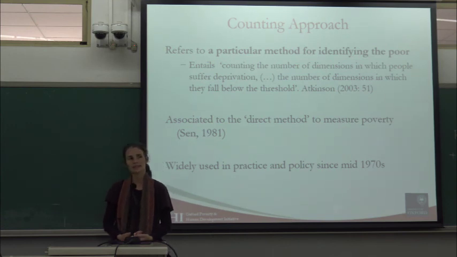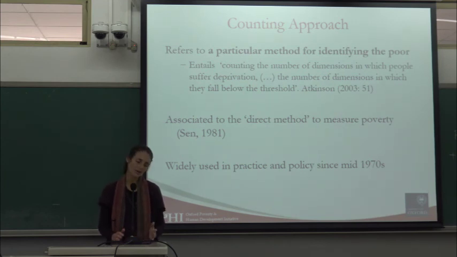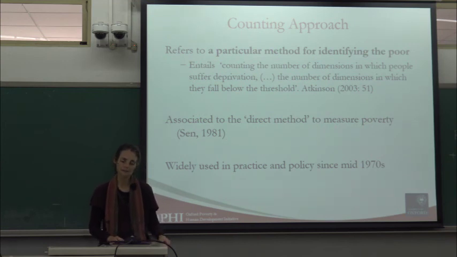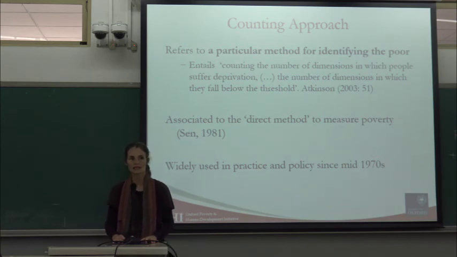And when Sen, in 1981, in Poverty and Famines, was talking about poverty measurement, he said that there are indirect ways to measure poverty, and he thought that monetary measures were indirect, and that there were direct measures to measure poverty, like, is somebody malnourished? Does somebody lack a decent house? And so the counting approach, with the cutoff for each dimension and looking across the different overlapping dimensions people have, reflects this direct method. And it's been widely used in policy since the 1970s.